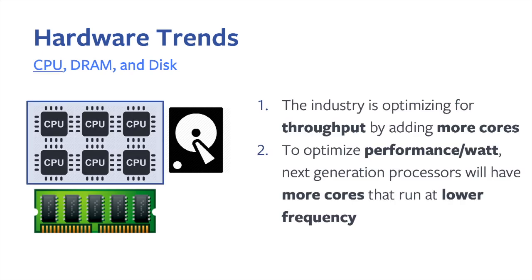If you look at the industry trend in the case of CPU cores, the industry is now increasingly optimizing for adding more and more cores. In order to optimize performance per watt, which is performance per unit of power, the next generation processors coming into the market have more cores, but they each run at a smaller frequency.